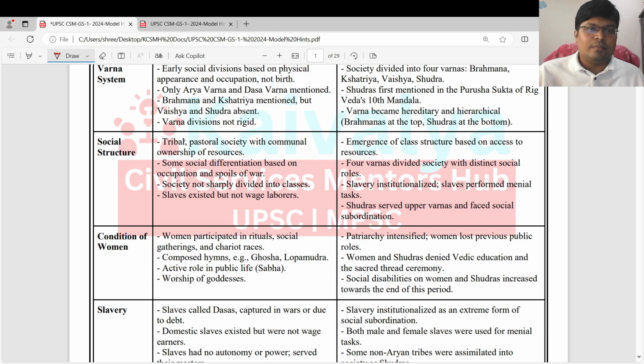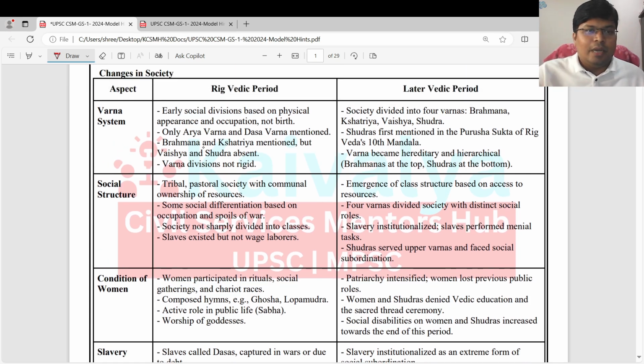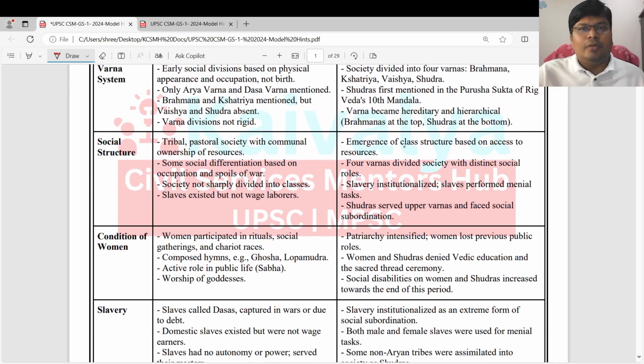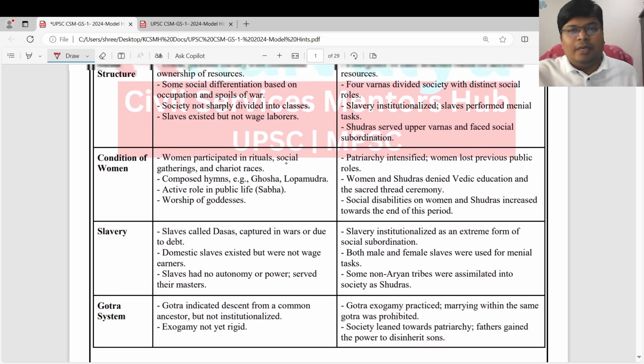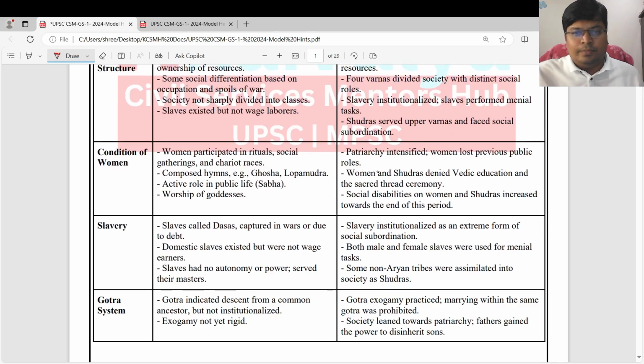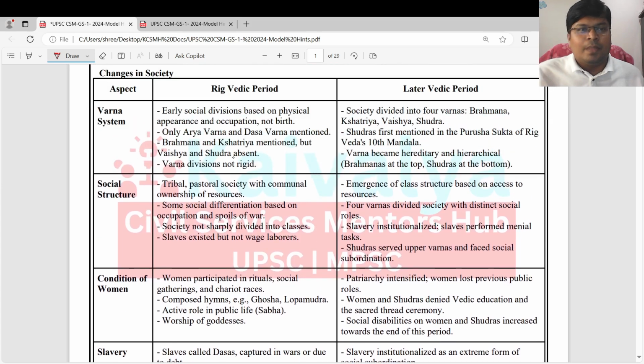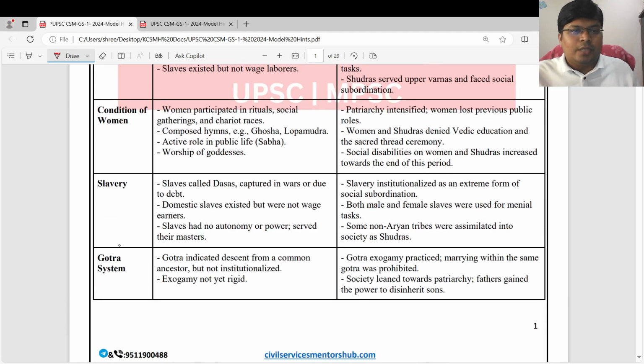In social structure, obviously tribal society in the later Vedic period became more stable, because they were practicing agriculture. Now, for each dimension, I have given three points. In the actual examination, it will not be possible for you to write such detailed information because the space is less and the time is also less. But my purpose here is to acquaint you with the structure, in what way you could have written about the Varna system, social structure, then the condition of women, slavery, and the Gotra system.